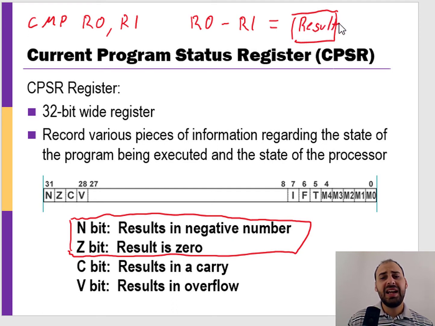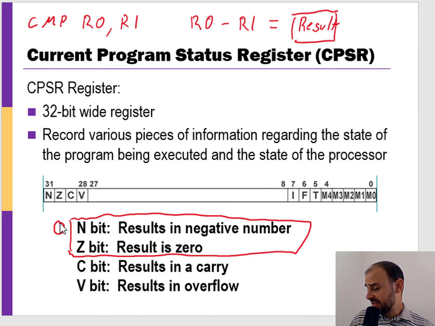Okay, if that result is positive, right? If it's positive, the n bit, standing for negative, will be 0 for false, since it's not a negative result. That would get set to 0. And this is how it's used: to determine basically if R1 is larger than R0.